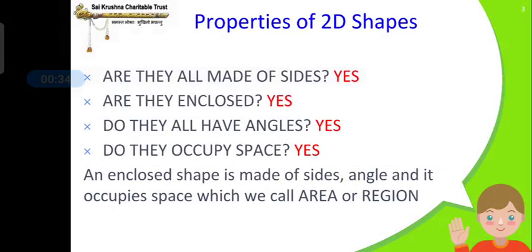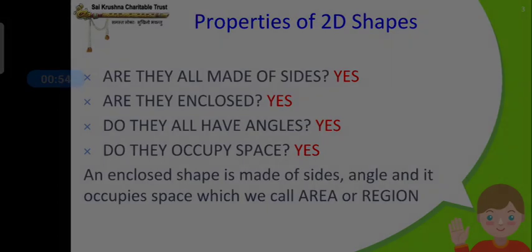So properties of 2D shapes. So in today's class, we will be talking about the 2D shapes and the properties of 2D shapes and about 3D shapes and the properties of 3D shapes. So first, let's talk about the properties of 2D shapes.